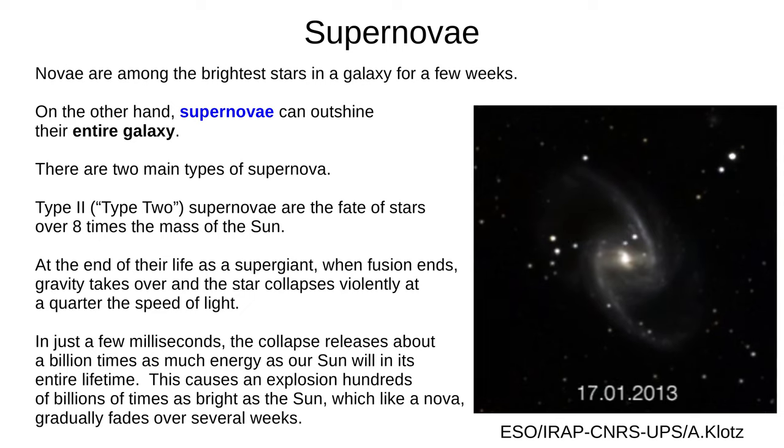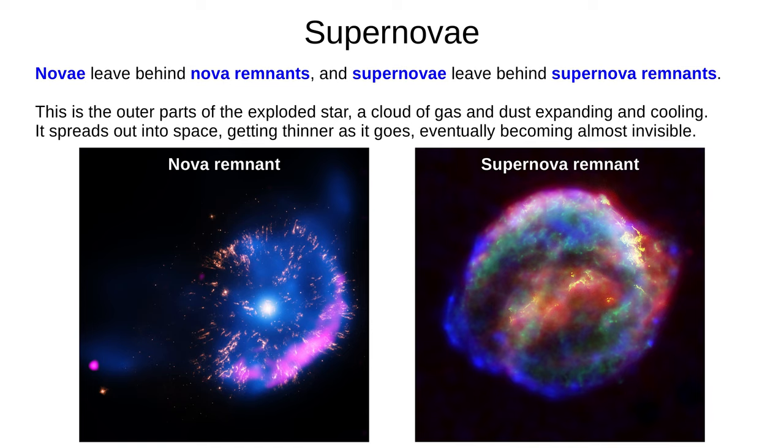A type 2 supernova is the fate of a star more than 8 times the sun's mass. At the end of its life as a supergiant, fusion finally ends. Gravity takes over and collapses the star at a quarter the speed of light. The collapse takes just a few milliseconds, but releases a billion times the energy our sun will emit in its entire lifetime. The resulting explosion is hundreds of billions times brighter than the sun, though this too will fade over several weeks. Novae leave behind nova remnants, and supernovae leave supernova remnants.